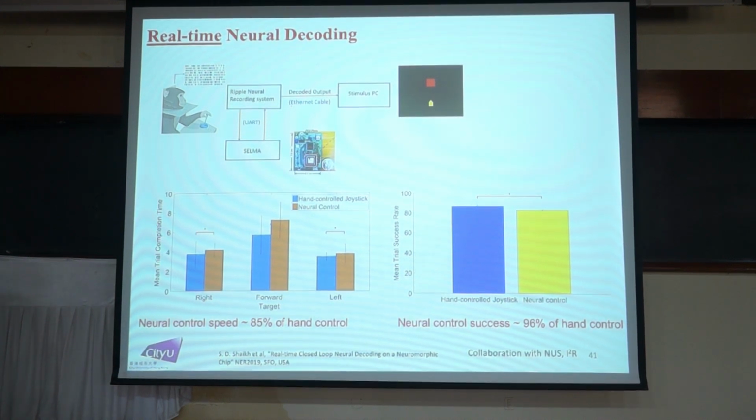The second thing you need to look at is the mean trial success rate. Again, we see for the neural control case, the trial success rate is very close to the hand control case. Okay? Which means the decoding is working pretty well.